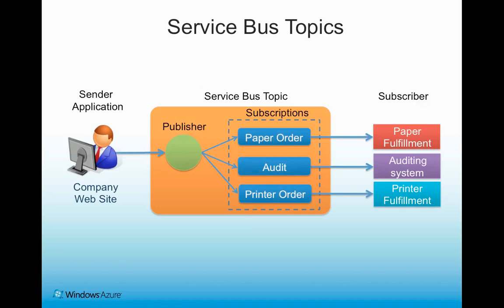In this demo, I'm going to show you an order fulfillment application. The company has a single ordering system, but two separate warehouses for different product lines. The demo consists of a message sender that sends two types of order messages, one for paper and one for printers. A fulfillment topic with three subscriptions, one for paper, one for printers, and one for an auditing system. Three listeners to consume the appropriate order messages, one each for the product lines and one for an audit system. I'll switch to Visual Studio and we'll get started.